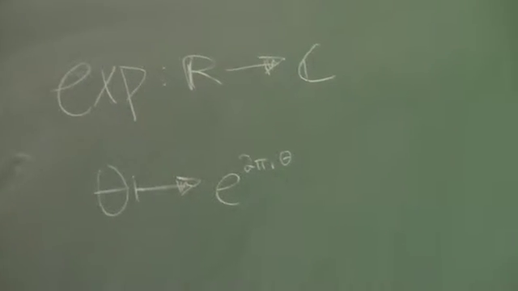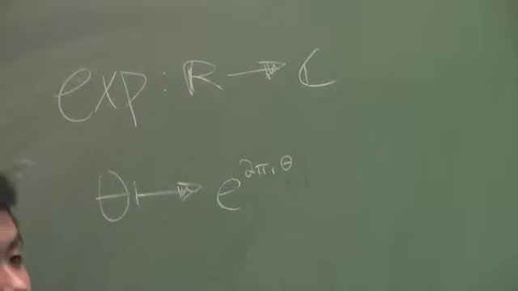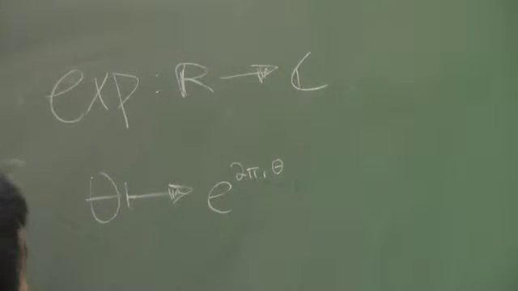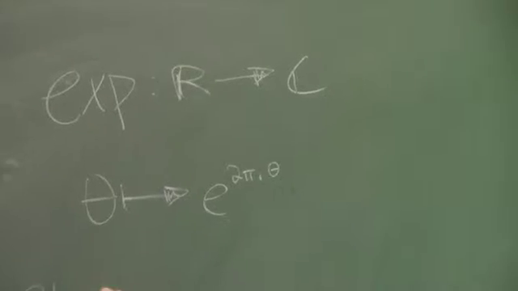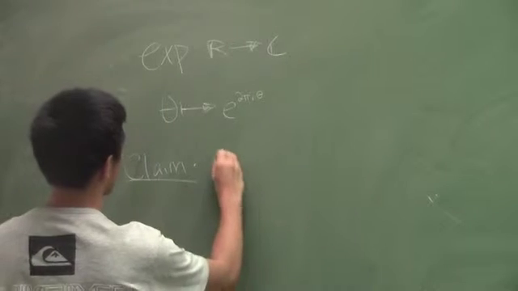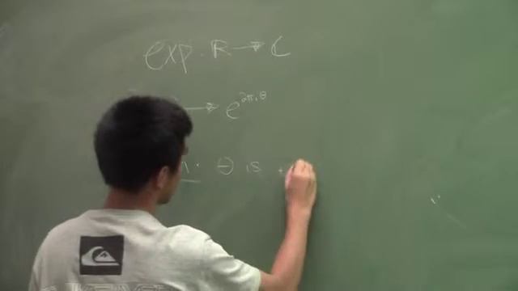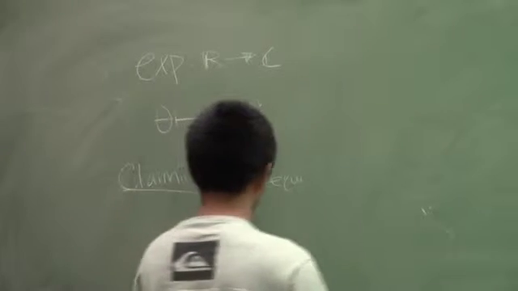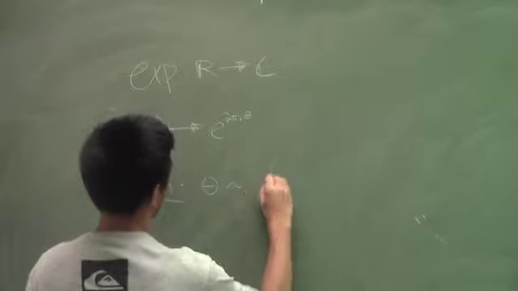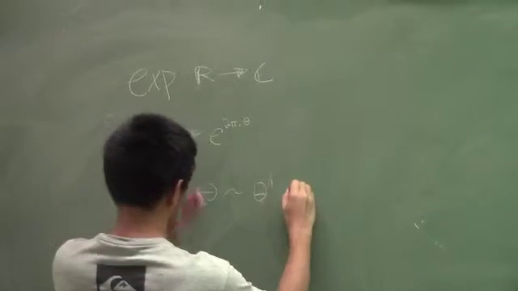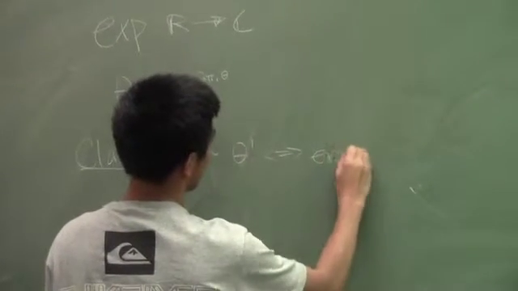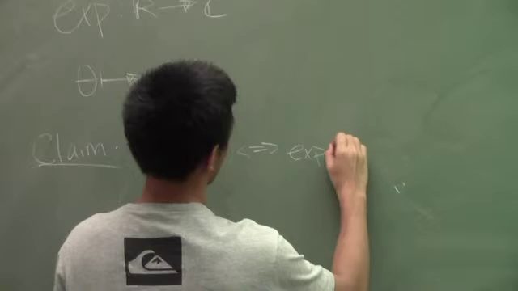Okay. So the claim is, theta is equivalent to theta prime. Now you can put the wiggle. If and only if the exponential function of theta equals the exponential function of theta prime.